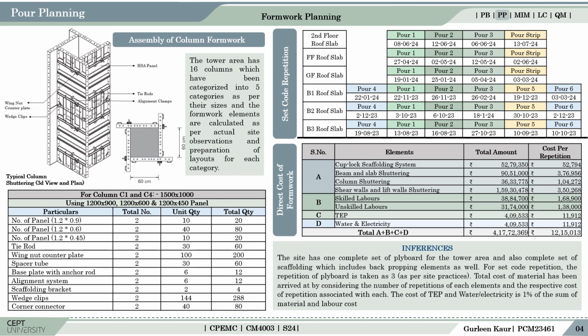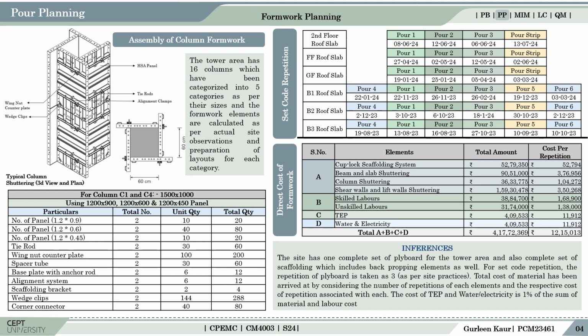Calculation of column formwork has been done slightly different from that of the scaffolding and the horizontal elements. The figure shows the typical assembly of a column formwork along with its various components. The HSA panels are joined by tie rods and wing nuts horizontally as shown in the plan, and vertically by wedge clips one above the other. There are a total of 16 columns in the tower area which have been studied under 5 categories divided as per their sizes. Each category has use of different sized panels.